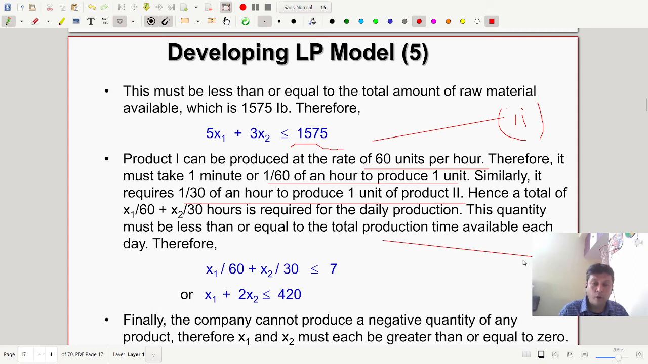What is the total production time? The company has restricted the total production time to 7 hours. So it's going to be 7. So x1 by 60 plus x2 by 30 less than or equal to 7. So this is the third restriction.